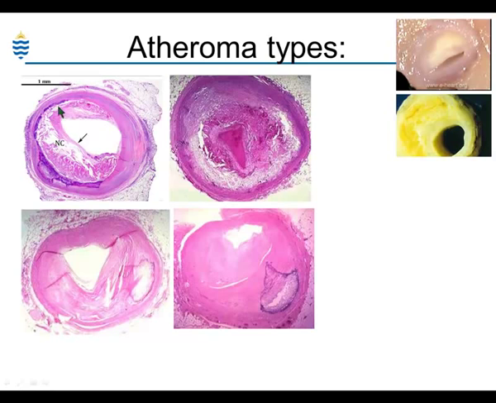So this picture is suggestive of unstable angina. This one is more suggestive of stable angina. This one is very narrow, so most likely collaterals would have developed. Patient may have no symptoms or chronic heart failure. This one would be an acute MI with a complication of the plaque with thrombus in the lumen.